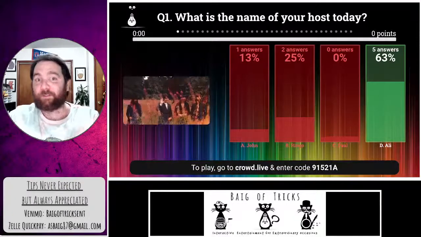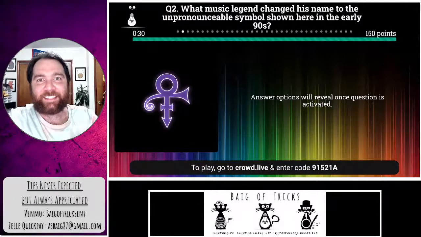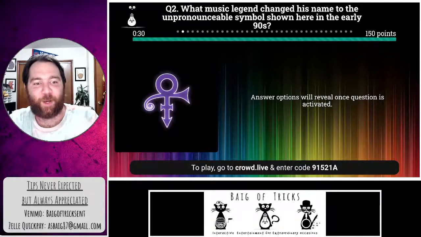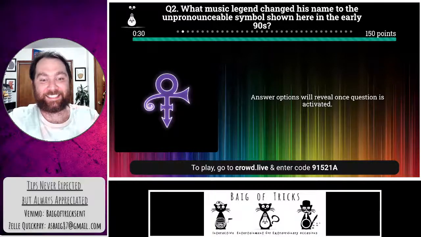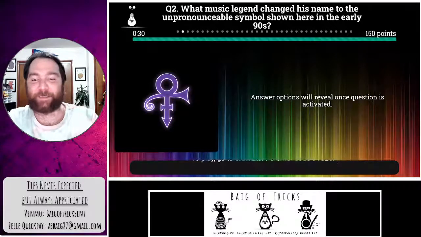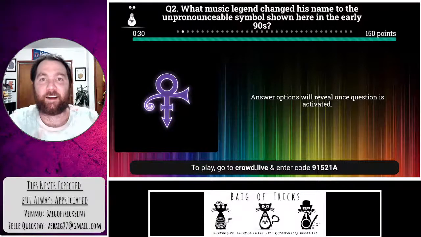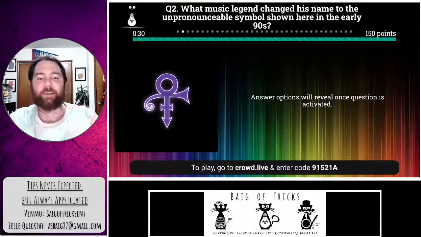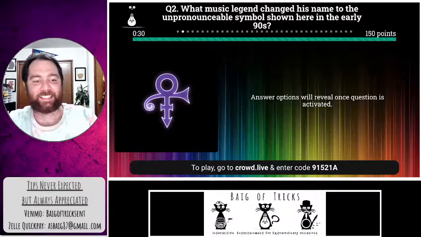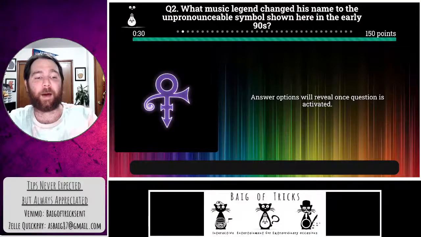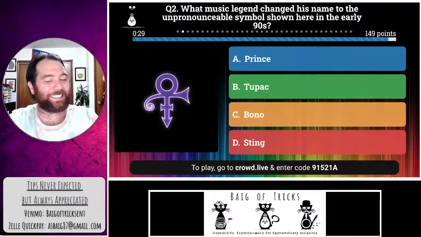Question number 2, the first real question of the evening. This one you do need to look at the picture for. What music legend changed his name to the unpronounceable symbol shown here in the early 90s? We're going to start it off with what I think is a pretty easy question. What music legend changed his name to this symbol in the early 90s? Was it Prince, Tupac, Bono, or Sting?